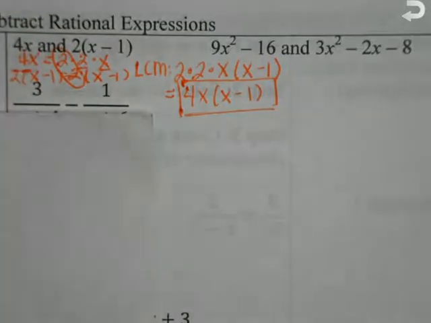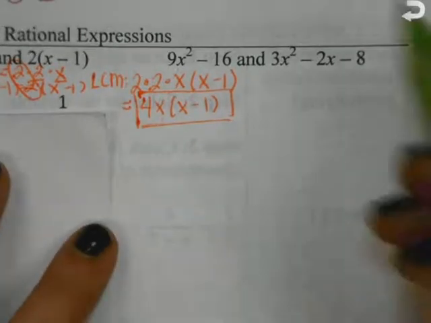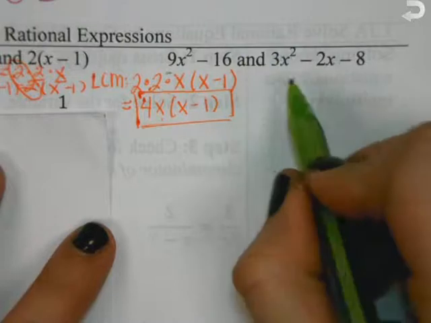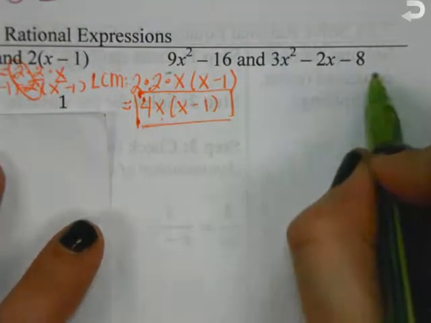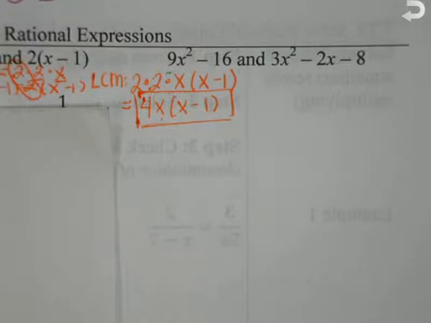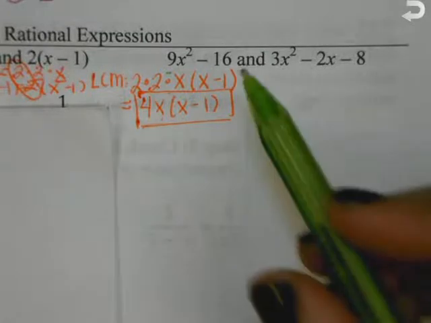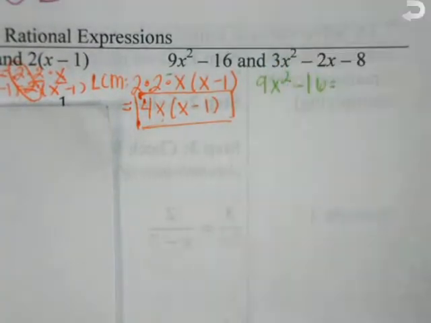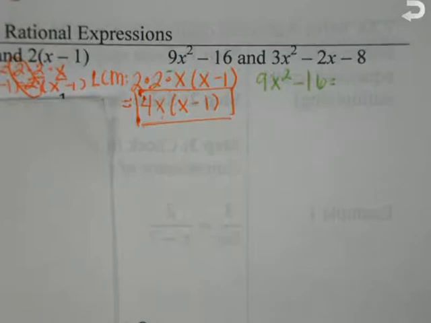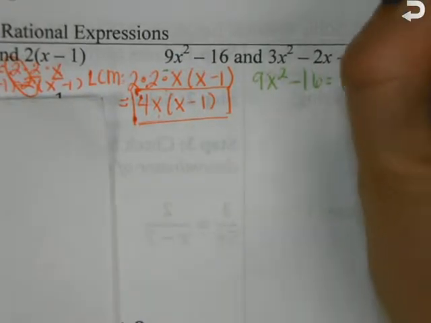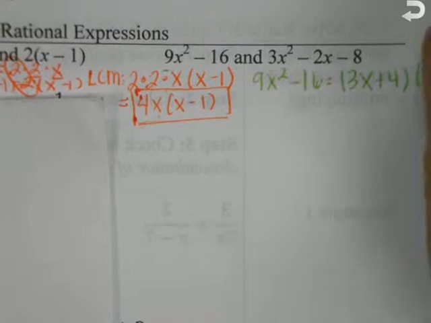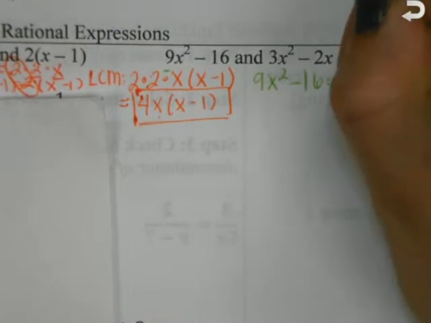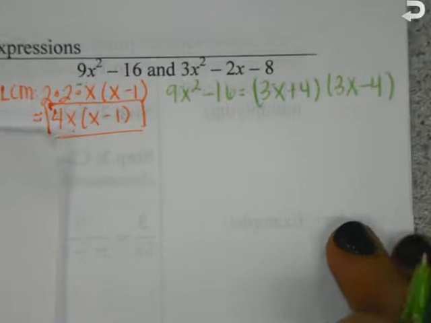So let's try the next one. We're going to work with a few more expressions here. We have 9x squared minus 16 and 3x squared minus 2x minus 8. We want to break these down as much as possible, which means we're actually going to factor. This one is a difference of 2 squares. So 9x squared minus 16 factors to 3x plus 4 times 3x minus 4. Right? So far? Yeah?